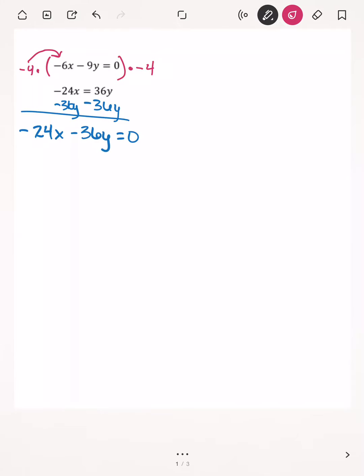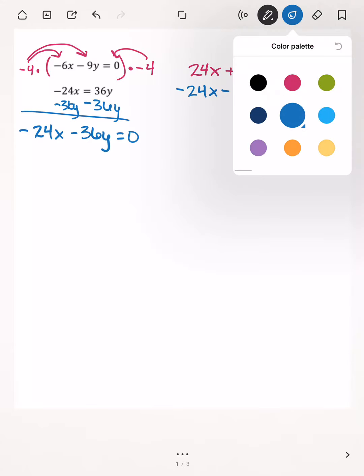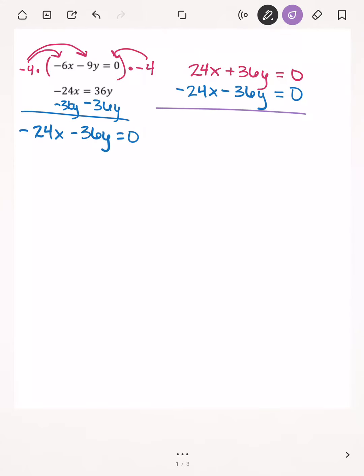So negative 4 times a negative 6x is positive 24x. Negative 4 times a negative 9y is a positive 36y. And negative 4 times 0 is 0. I am going to now rewrite the second equation underneath it. So I have negative 24x minus 36y equals 0. I need to add the two equations.